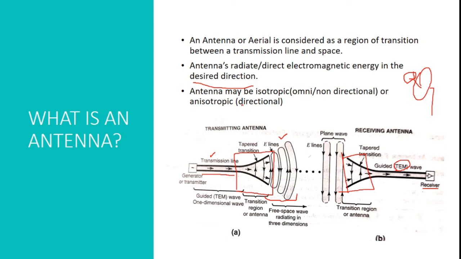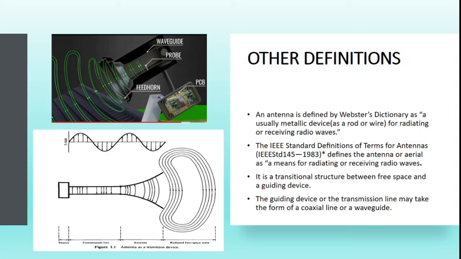To give a small recap, we can call the antenna a transition medium from a guided line, which is a transmission line, into free space propagation. This is what we call an antenna. But these are not the restrictions of what an antenna might be. There are many more definitions of what an antenna is. So if you see here, there are a lot of definitions of what an antenna is.